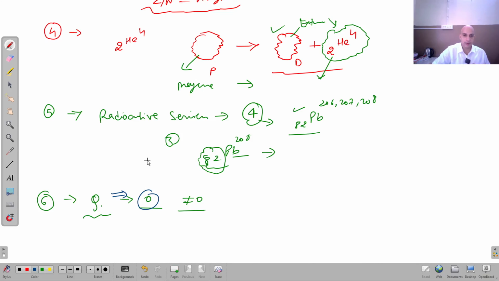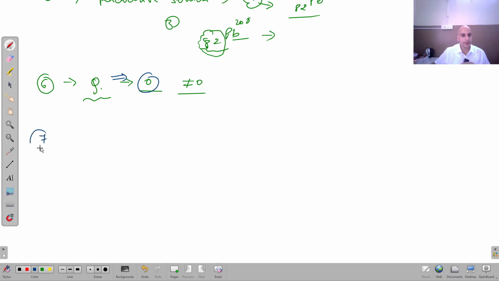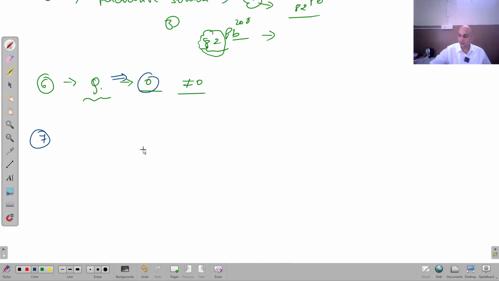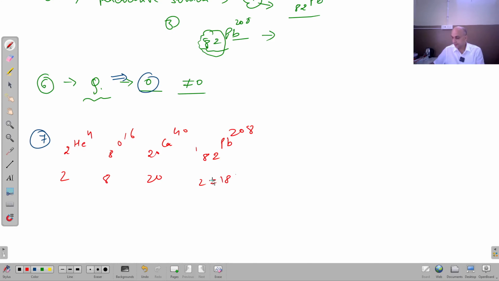Now I'm coming to the next point, evidence number 7, right? Point number 7 is when we look at the doubly magic nuclei. Doubly magic nuclei means those nuclei in which both the number of neutrons and the number of protons are magic. For example, helium-4, oxygen-16, calcium-40, lead-208. I'm taking some examples. If we look, for helium both Z and N are equal to 2, for oxygen both Z and N are equal to 8, for calcium Z and N are equal to 20, for lead Z is equal to 82, and N is equal to 126.